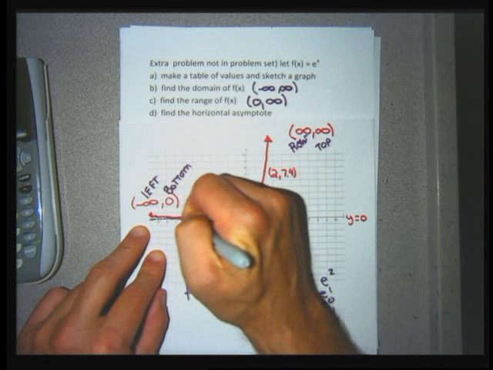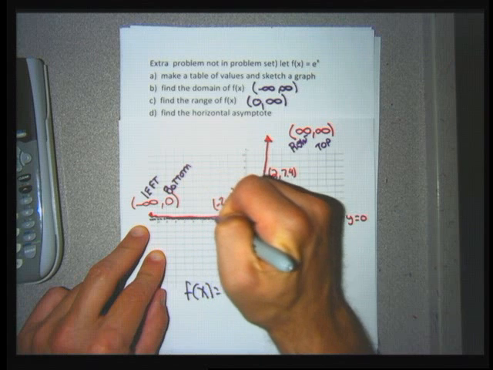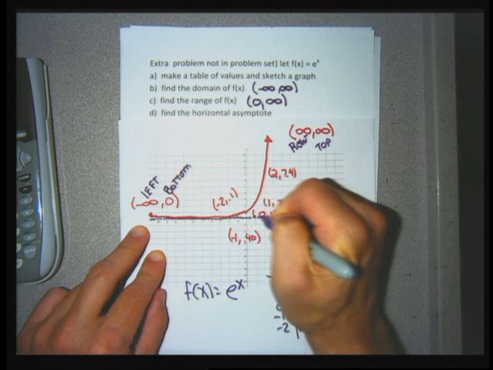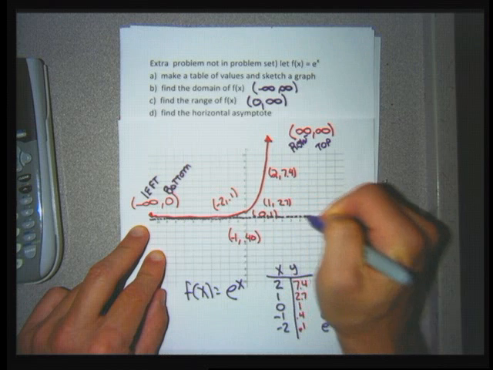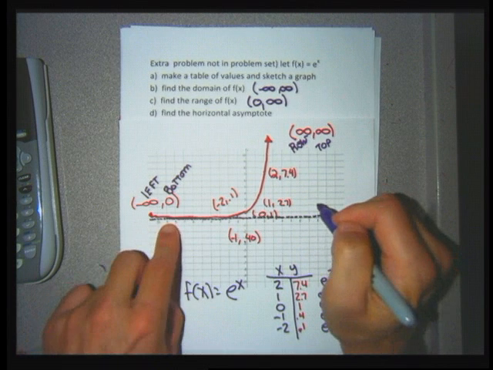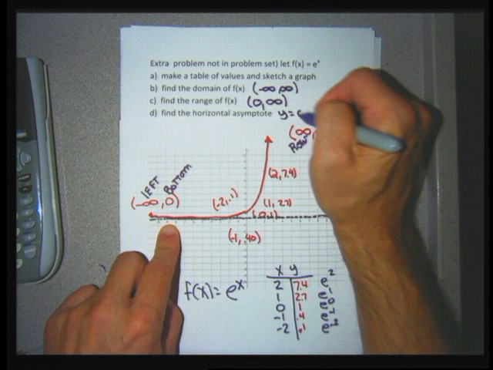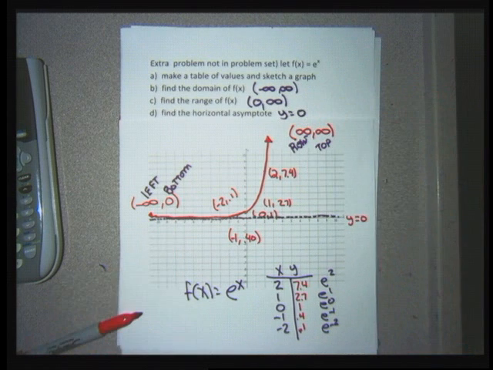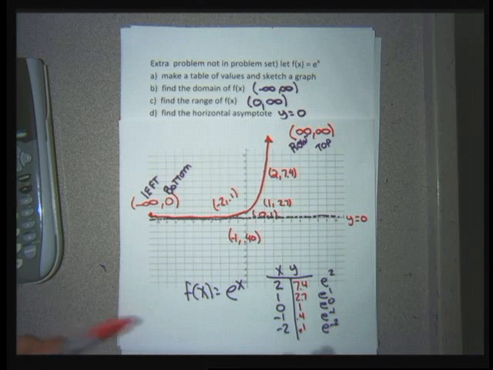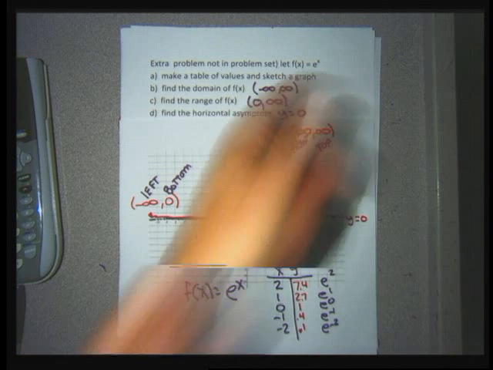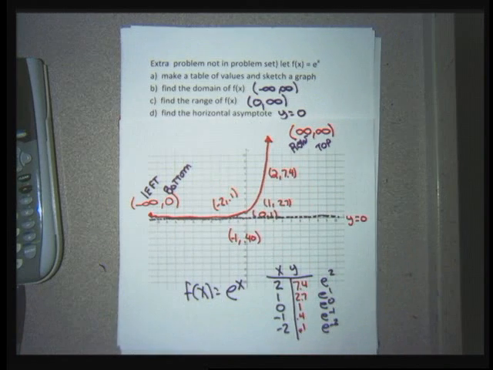And the graph, again, the x-axis, which is the equation y equal to 0, when you go off to the left, serves as a horizontal asymptote, meaning the graph never touches nor crosses that line. And the equation of that line that I just drew, the equation of the x-axis, is y equal to 0. So that's not on the homework, but I felt obliged to do a graph of e to the x because it's such a common function.